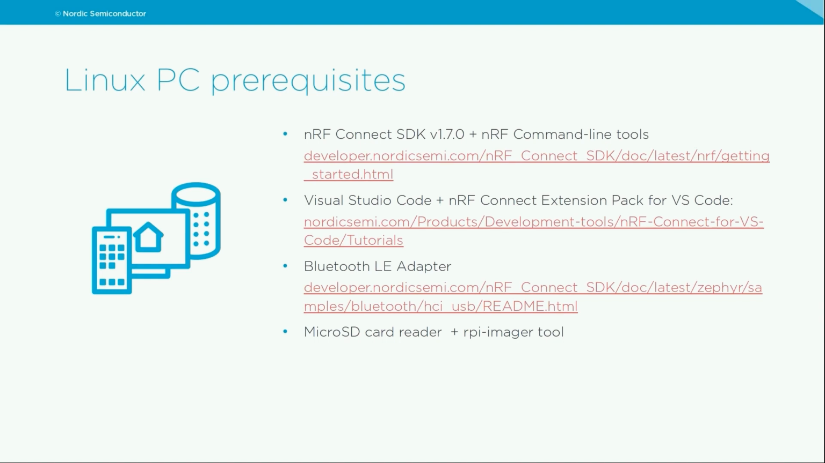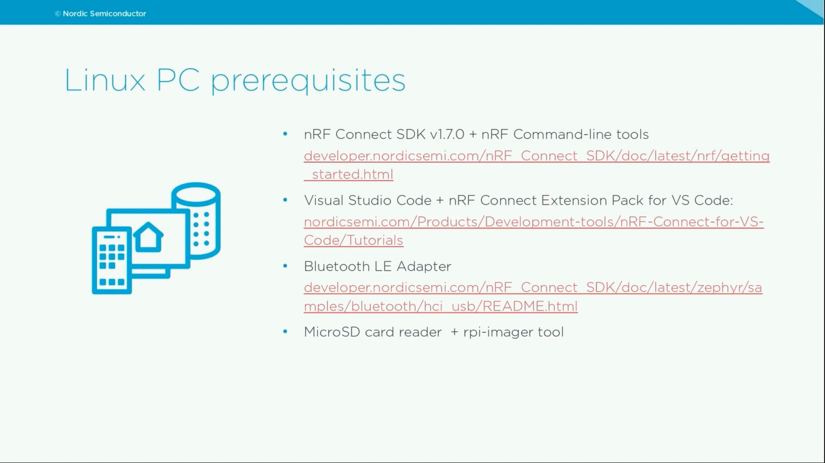There are a couple more things which are necessary to replicate all the steps presented in this webinar. First of all, you need to have nRF Connect SDK 1.7 installed on your PC. If you don't, check the official nRF Connect SDK guide for instructions. You will also need Visual Studio Code with the nRF Connect extension pack released by Nordic Semiconductor just a few weeks ago. Apart from that, your PC must be equipped with a Bluetooth LE adapter.